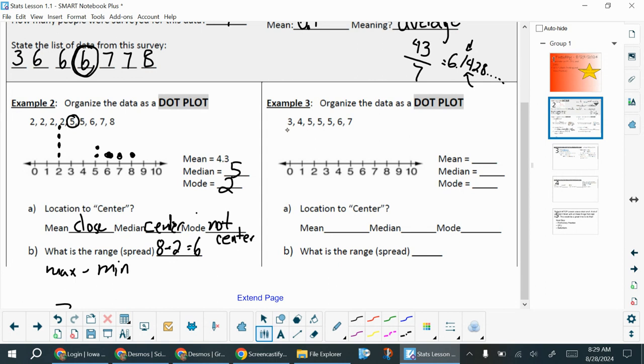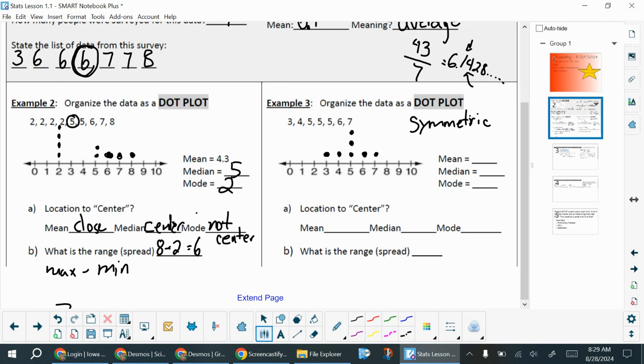Okay, so on this one, I'm going to go ahead and put my dots. I've got a 3, I've got a 4, I've got 3 5s, a 6, and a 7. And so what you might notice about that graph is that it's the same on both sides. We call that symmetric. It has symmetry. That just means it's the same on both sides.